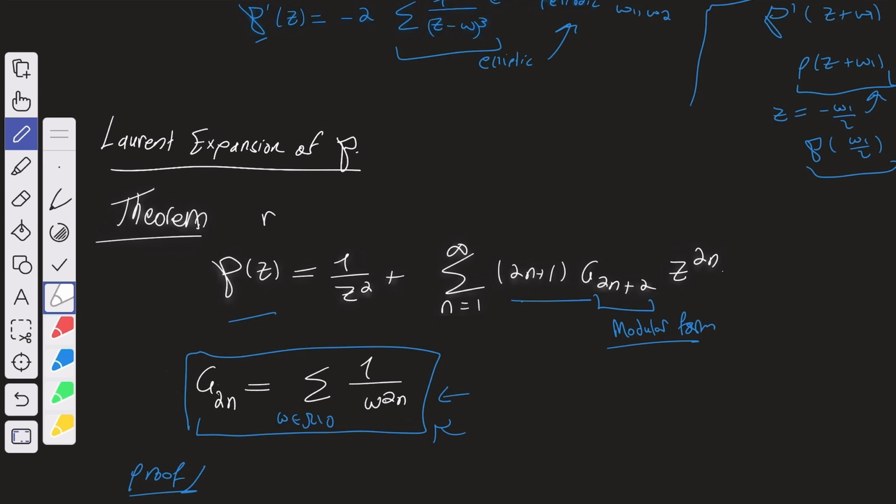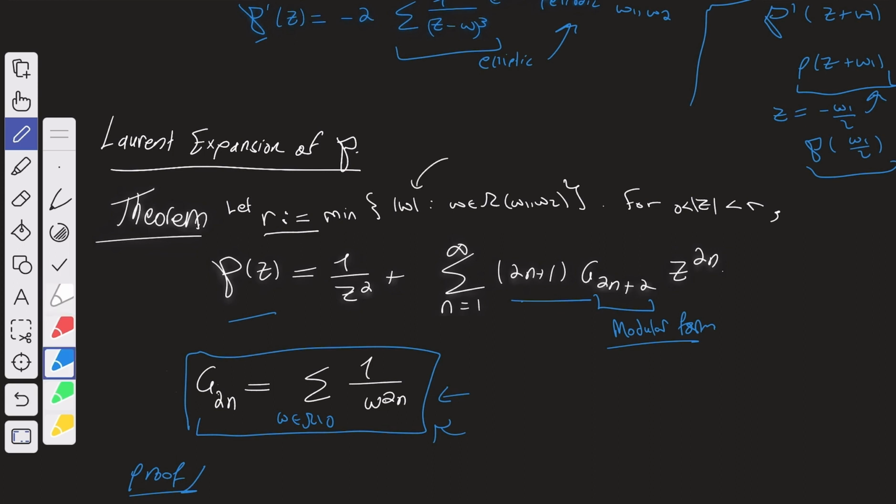Let the number r be the minimum of the moduli of the omegas that are in the lattice, which we know is generated by two periods. And what we're going to do is consider the z's that are positive and less than r. The need for this requirement will be clear in the proof. But before that, let me justify why this number r is actually positive. Why is r a positive number?